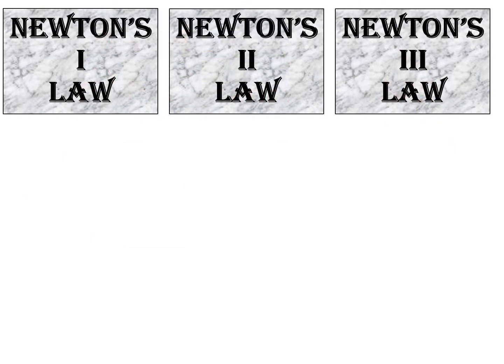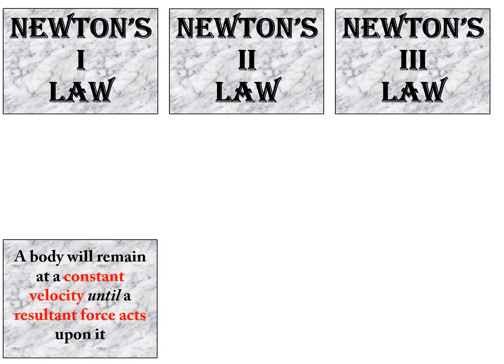Newton has three laws of motion that you need to know about for GCSE physics. The first law says a body will remain with a constant velocity until a resultant force acts on it. And that includes being stationary, because if you're not moving, you've got a constant velocity. So if the resultant force is equal to zero, and by resultant force we mean the sum of all the forces acting on an object.